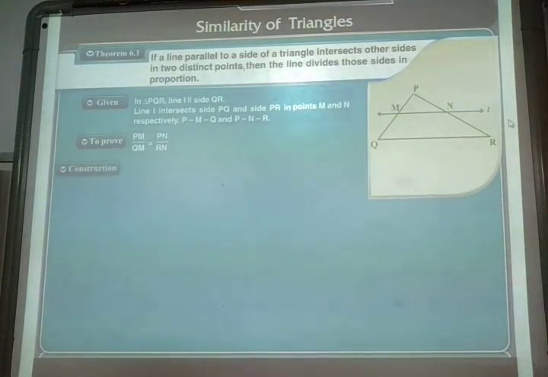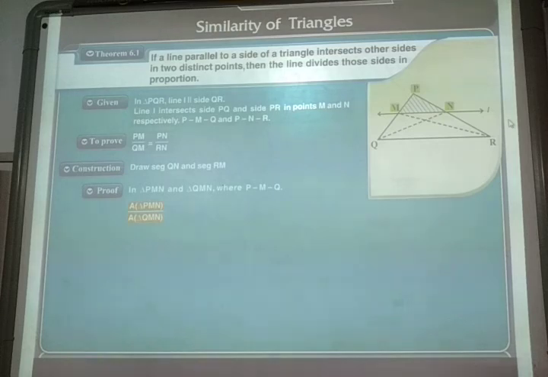Here, we will do a construction. Join segment QN and segment RM. Now, we will start with the proof. Consider triangle PMN and triangle QMN, where point M lies between points P and Q. These two triangles have equal height. Therefore, area of triangle PMN upon area of triangle QMN is equal to PM upon QM.